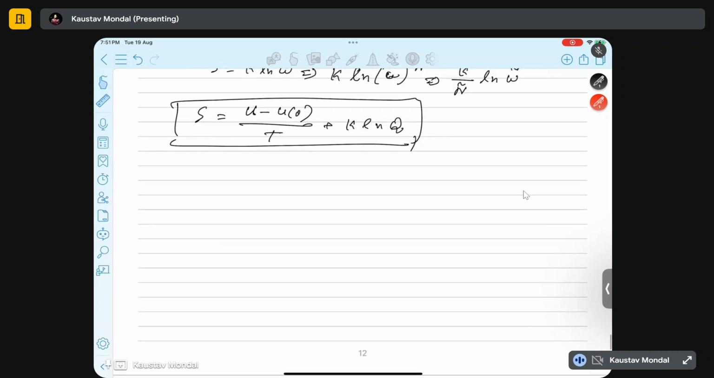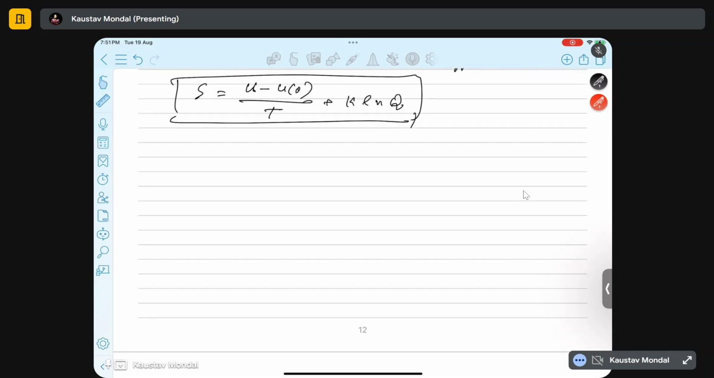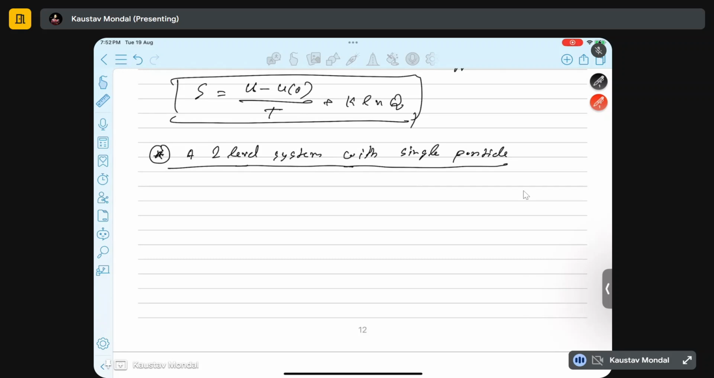So now let's do a very quick problem. How to calculate this? Let's suppose a two-level system with a single particle. For this kind of system, you want to calculate the internal energy and the entropy by calculating the partition function of the system.